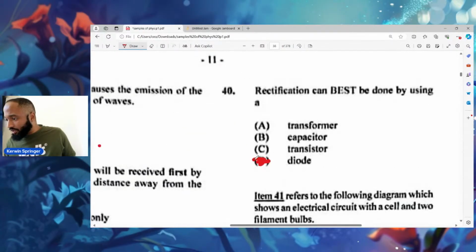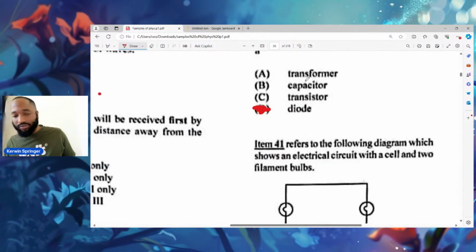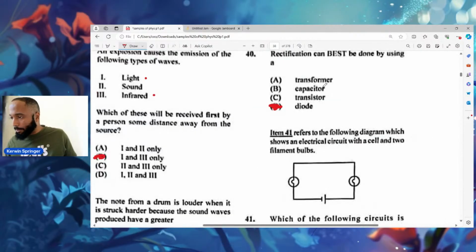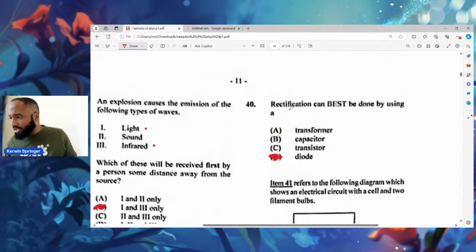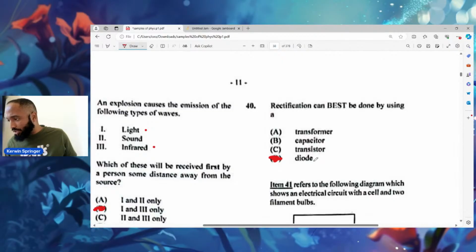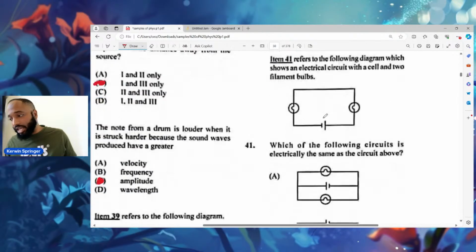41, 40. Rectification is diode. Say less. I don't need to say anything again. Rectification, diode, right? Boom. You could use a capacitor along with a diode, but you can't use the capacitor alone.